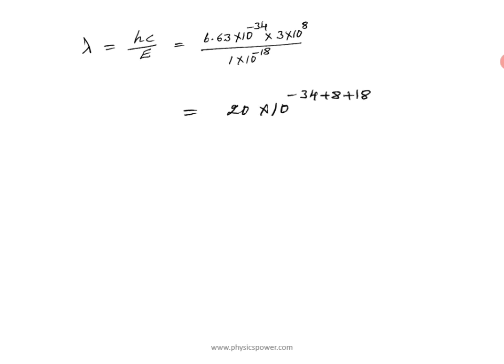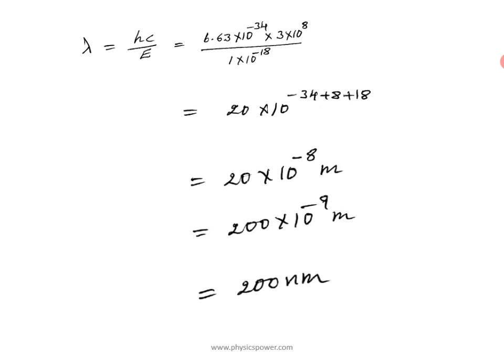Now if you simplify, 6.63 into 3 is about 20, into 10 to the power of the remaining. If you add powers, you will get 20 into 10 to the power of minus 8 meter, which we can also write as 200 into 10 to the power of minus 9 meter. 10 to the power of minus 9 meter is nanometer, so we can also write 200 nanometer.